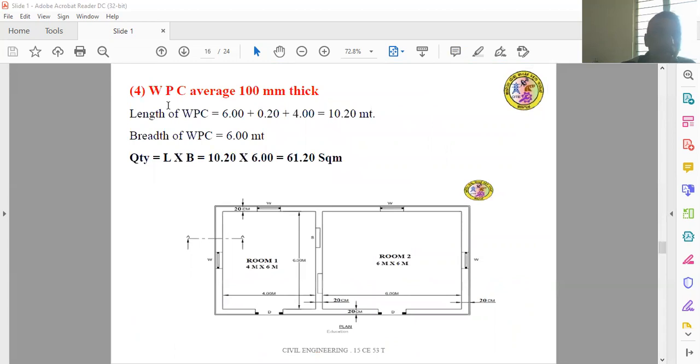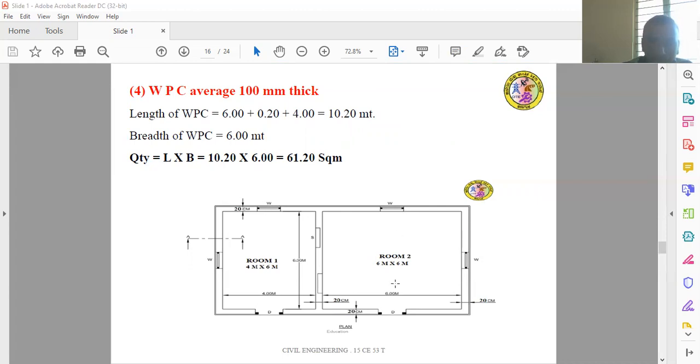Then finally, you have to find the WPC, the weatherproof course, of average 100 mm thick. The long wall and short wall method will not be used for calculating the weatherproof course. The length of the weatherproof course, calculated from this corner of the wall to this corner of the wall, is equal to 10.2 meter. That means 4 meter plus 0.2 is 4.2, plus 6 is equal to 10.2 meter.